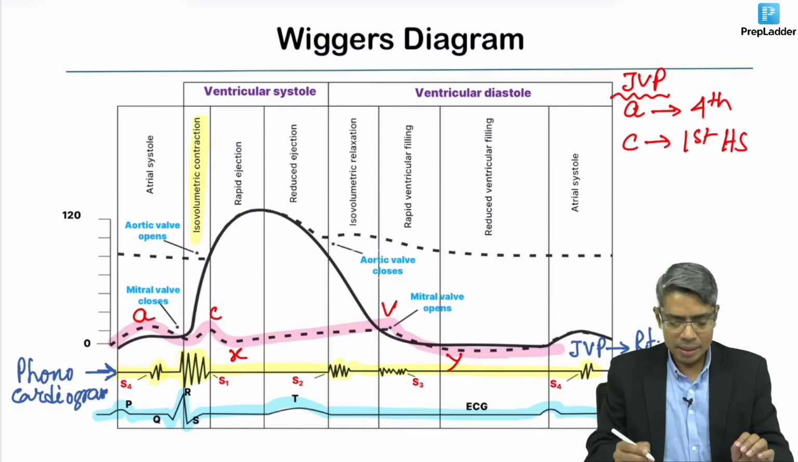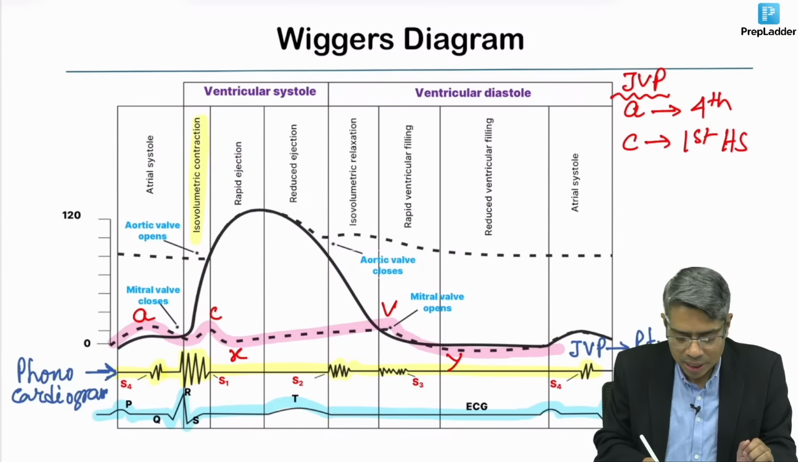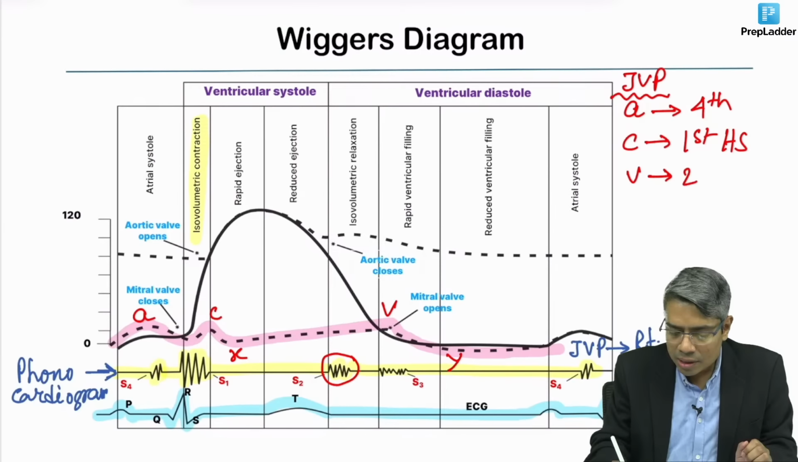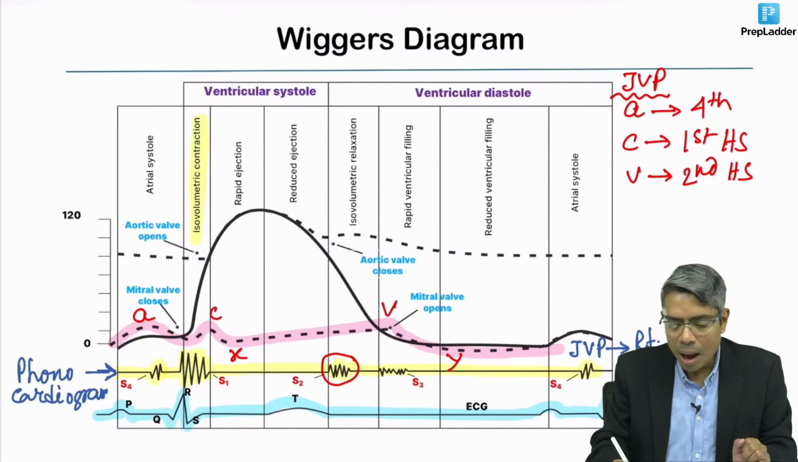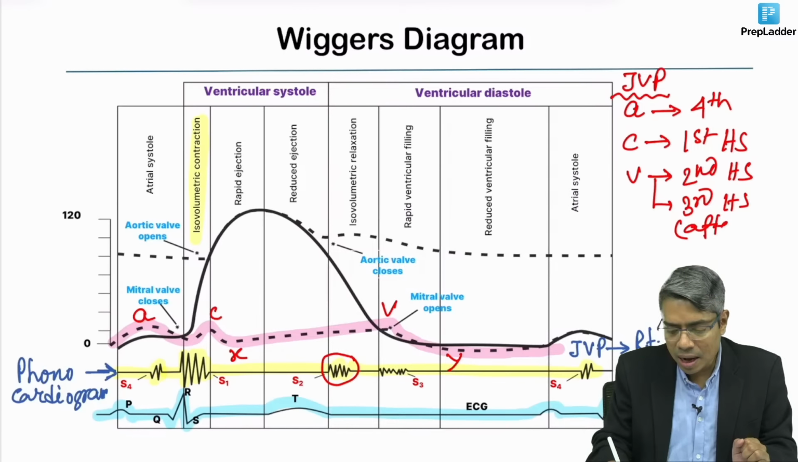Okay. Then you can look at here, this is the S2. S2 is appearing just before the V wave. So, the heart sound corresponding with the V wave is the second heart sound. Just before the V wave peak, the second heart sound is happening. And the third heart sound comes after the V wave. So, after the V wave, the third heart sound is also happening, but this is after the V wave peak.